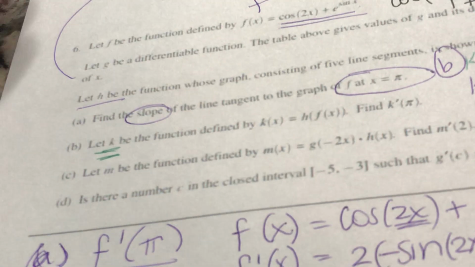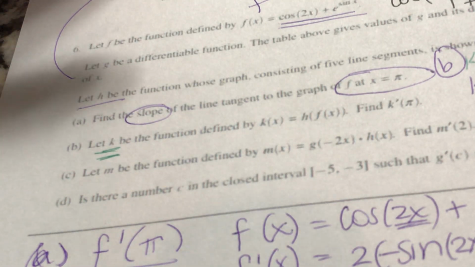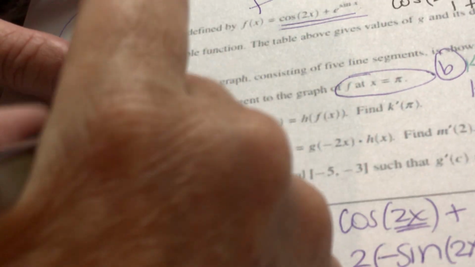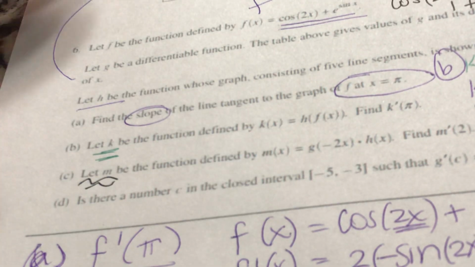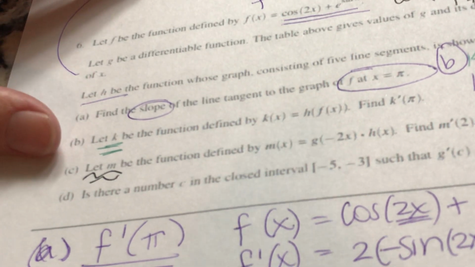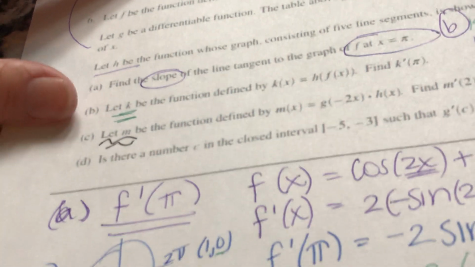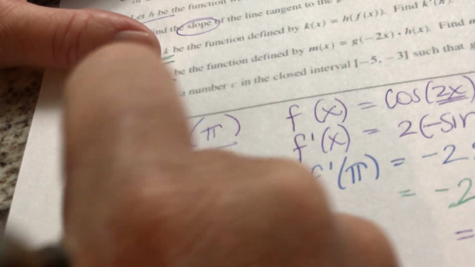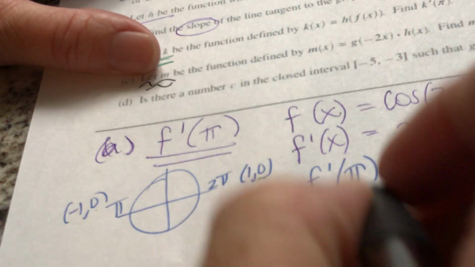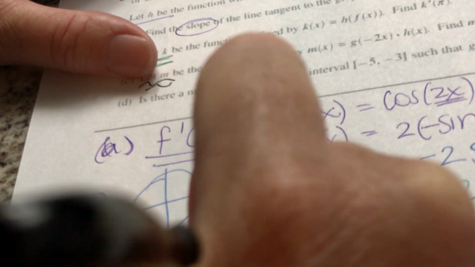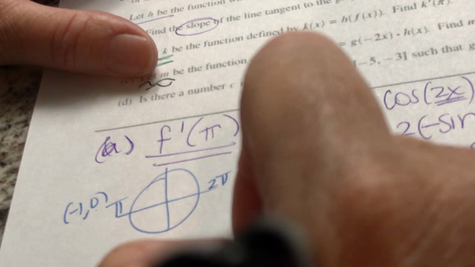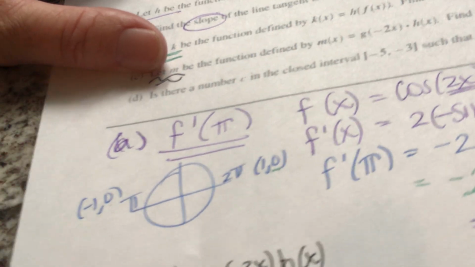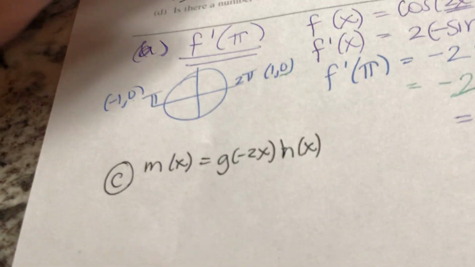All right, part C. Let m, another function, holy smokes. All right, let's do C down here. I'm running out of space. Let m be the function. I'm going to write it down here. M of x equals g of negative 2x times h of x. And it wants us to find m prime of 2.